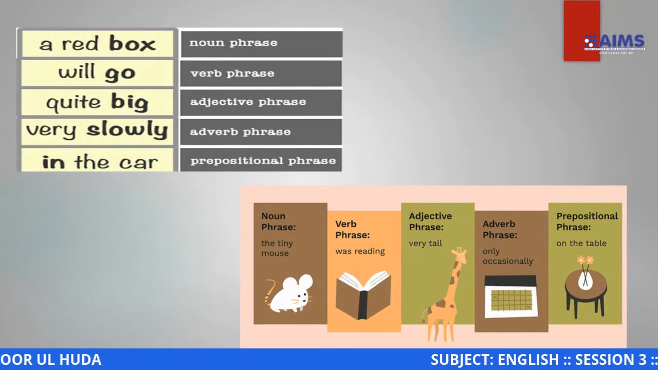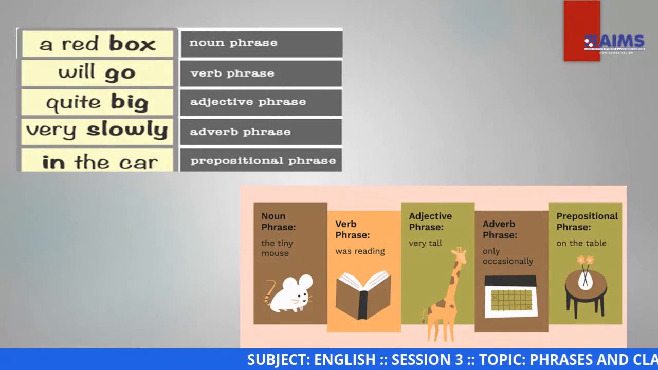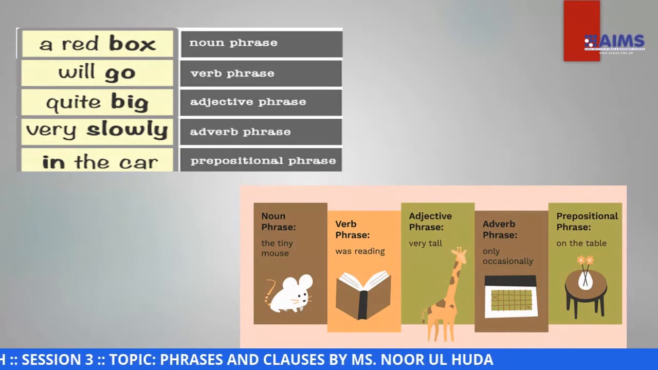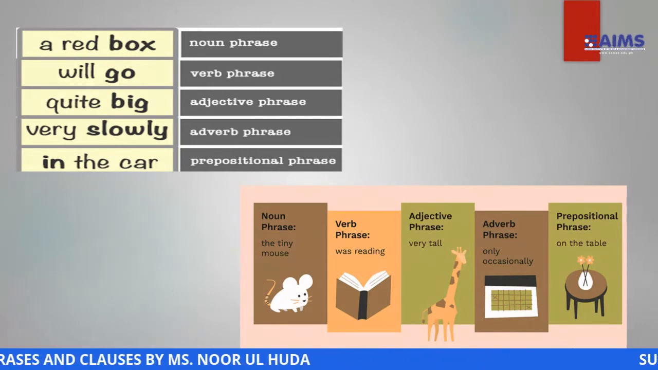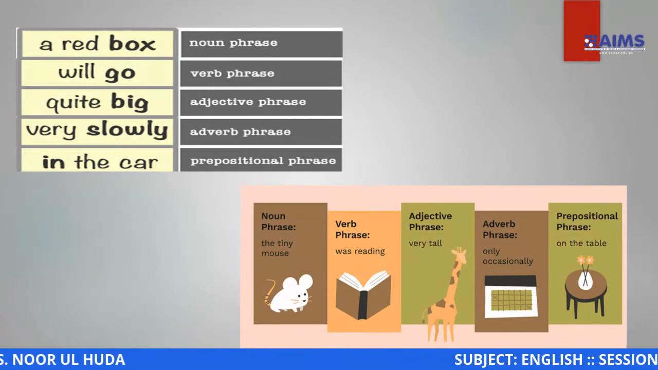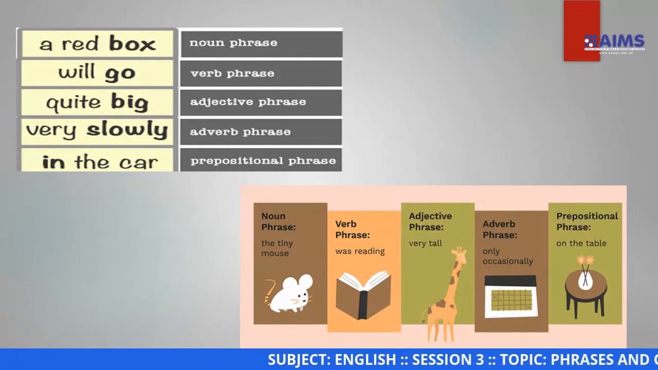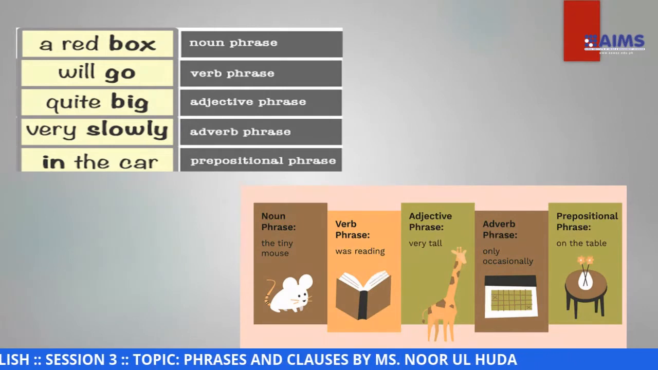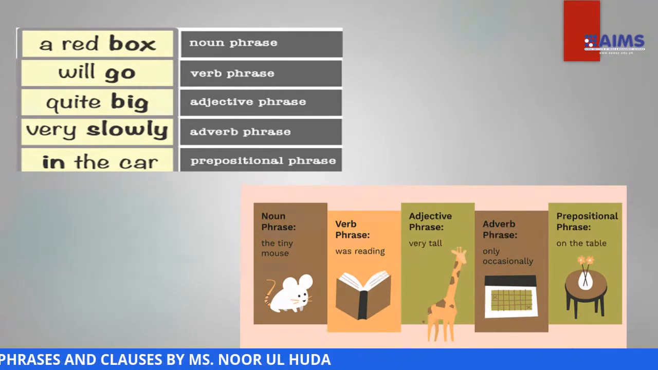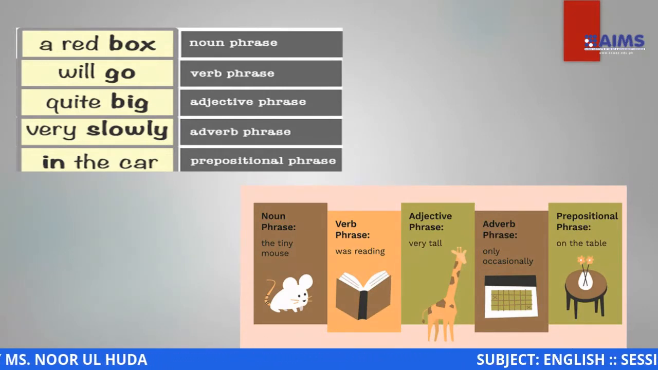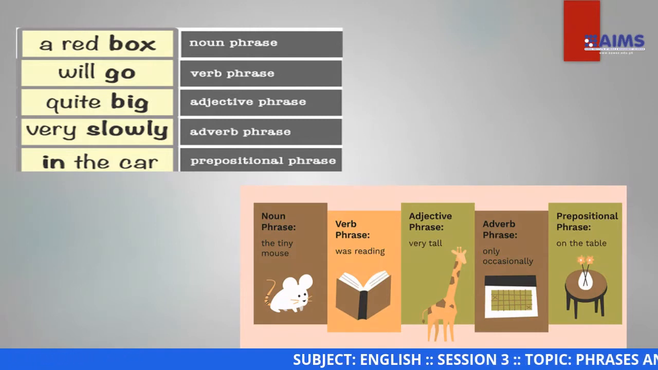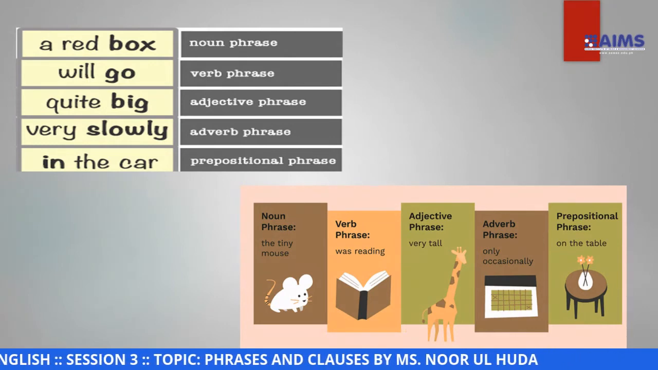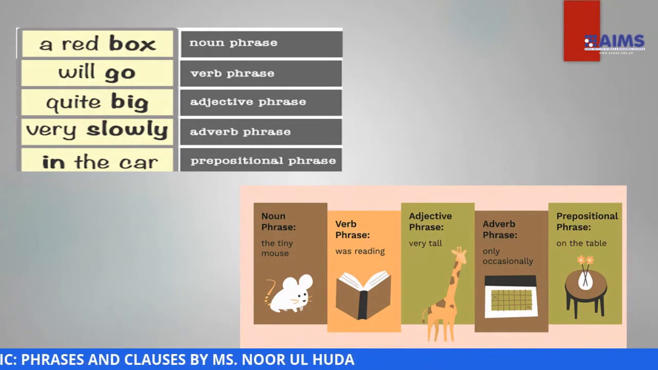All right. There are some examples of noun phrase: a red box, a jewelry box, a treasure box. These are actually telling the quality of the noun. They could be called adjective phrases as well, but if the focus is on the noun, not actually the quality, then it would be called a noun phrase. Okay, a verb phrase: will go, will be going, is going, are going, have been going. They could be called verb phrases.